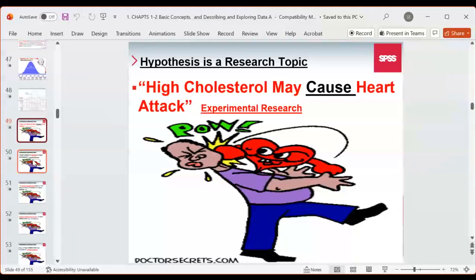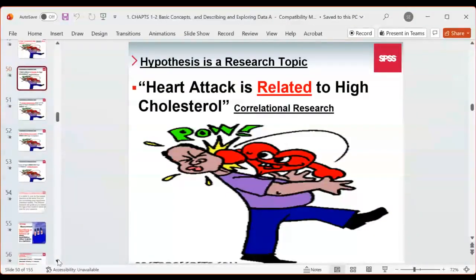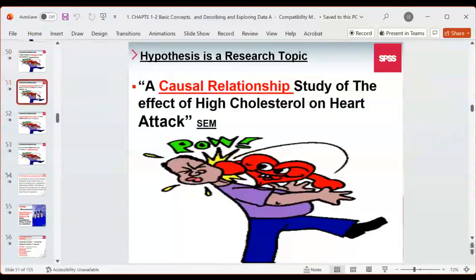Once again, if I just change that cause to related, heart attack is related to high cholesterol, now you're using non-experimental research, in this case correlational, a relationship or association between heart attack and cholesterol. One word, and they're totally different types of research. So you need to know what you're getting into.